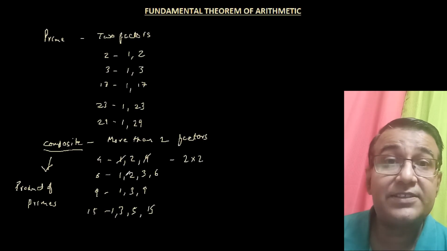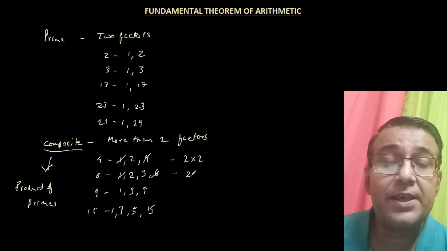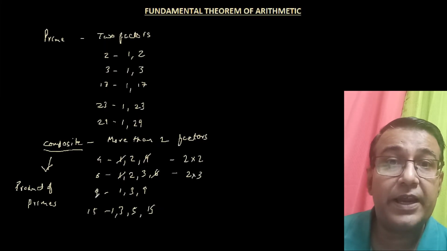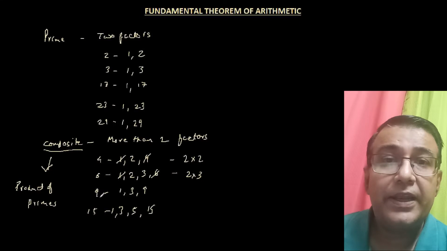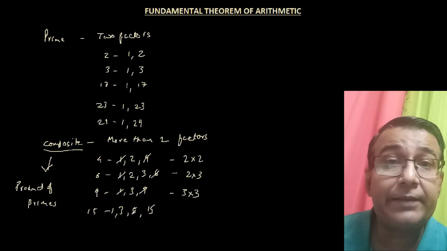If we look at 6, again we can cut out the 1 and the number itself, which is 6. We are left with 2 times 3, and 2 times 3 is 6. Let us look at 9. Again, cutting out the 1 and 9, I am left with 3, and 9 can be represented or written as 3 times 3.